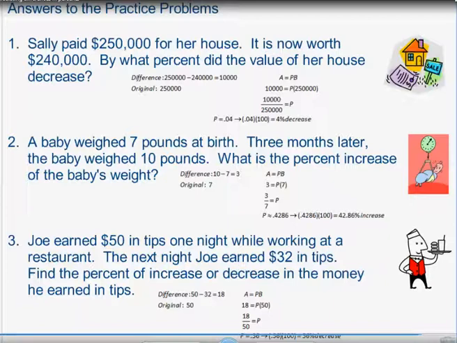Here are the answers to the practice problems. Notice that in each problem I found the difference by subtracting the two values, the original amount was the amount that they started with, and then I used the formula A equals R times B to solve my problem.